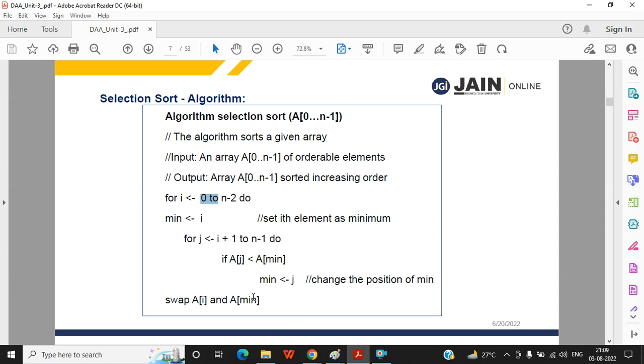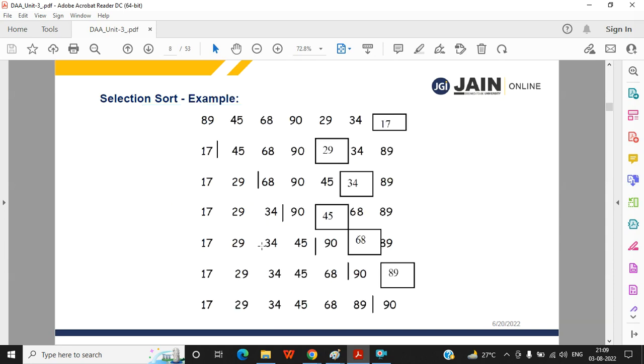Okay, so this is your selection sort. How to perform selection sort: you got the thing. Okay.